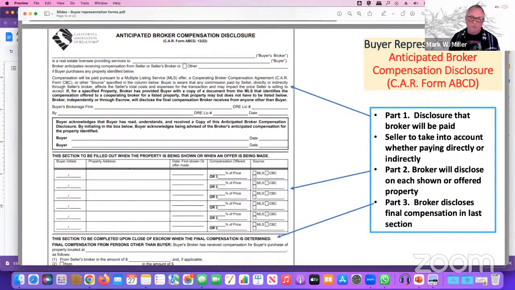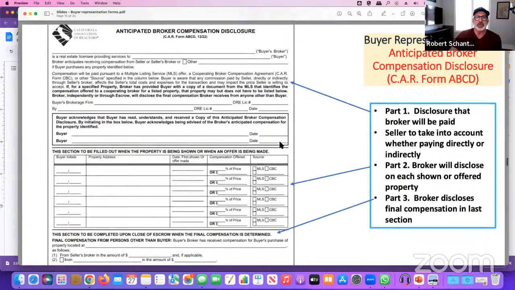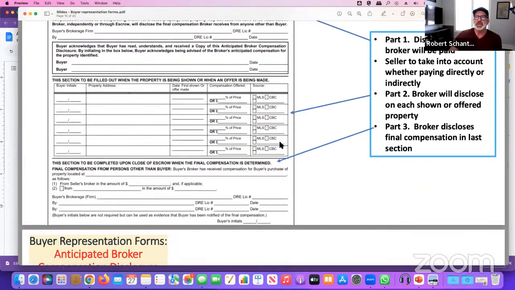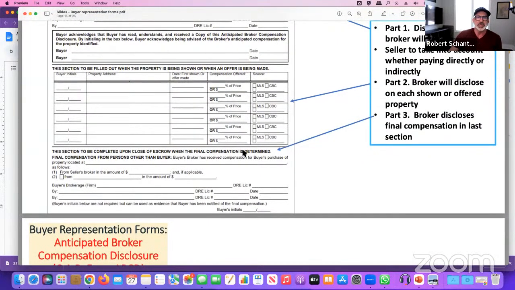I just dropped all the forms that we're reviewing in the next few minutes in the chat box. So you'll see that ABCD was the last one I dropped in there. And then the final section is broker discloses final compensation on the last section. So that would be filled out once the property's in escrow, and you're going to disclose to the buyer exactly what the cooperating broker compensation is.